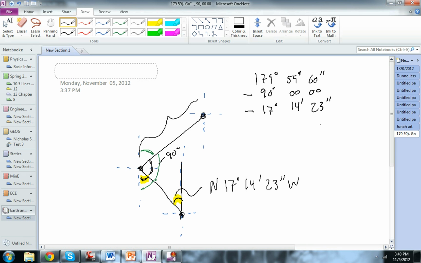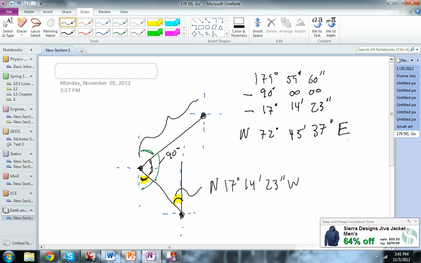So 60 minus 23, 37. 59 minus 14, sorry, 45. And then we have 179 minus 90 minus 17. So it's really minus 107. So we get 72 degrees. And then we know that is northeast, because this is the angle we're getting. We can't have east of north. So the answer would be this.